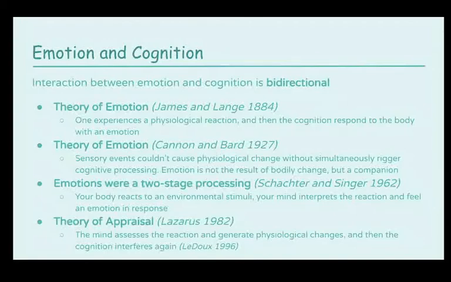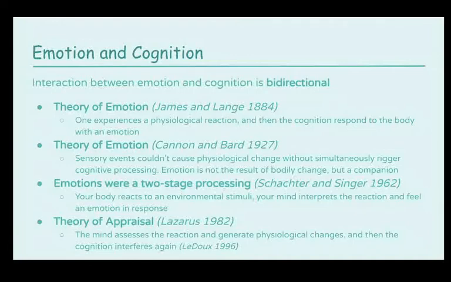And the first one would be the theory of emotion, which was proposed by James and Lange in 1884. In this theory, they believe that how emotion works is that after a person experiences an environment, they would start experiencing a physiological reaction or a biological response. And after the biological response happened, our cognition or our mind would respond to the body with an emotion.